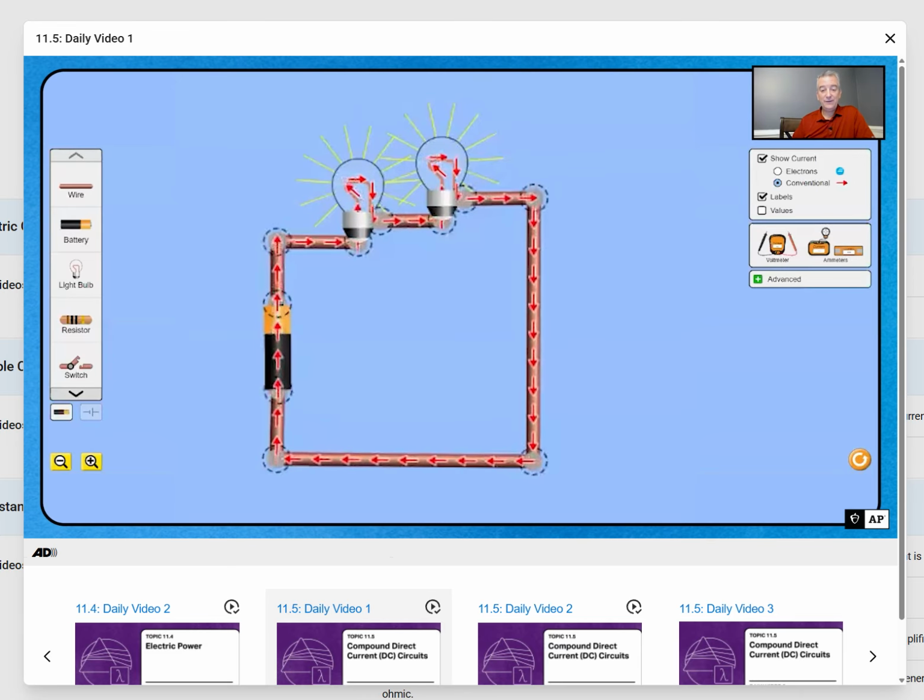So what do we take away from a series circuit? That as we add light bulbs in series, the resistance of our circuit goes up, the current goes down, and the brightness of our light bulbs will go down as well.